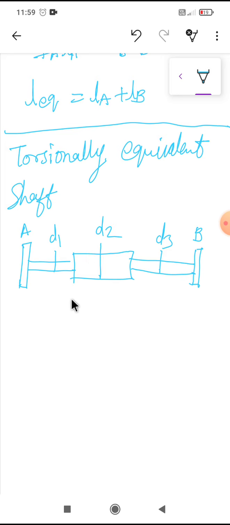Now if I want to find an equivalent shaft diameter with which I can replace these three diameters and just use a single diameter, what will be the length of that shaft? Suppose here the angle of twist, theta, will be different, so the total angle of twist will be theta 1 plus theta 2 plus theta 3.